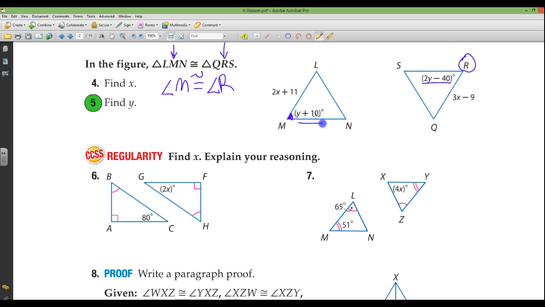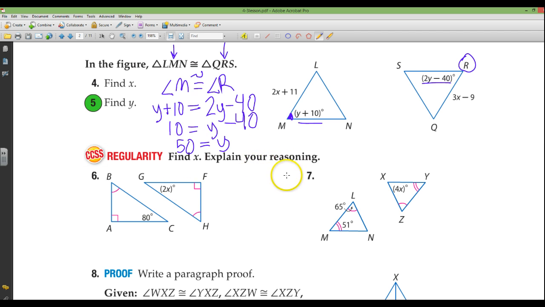Therefore, if those two are congruent, we can set those two equal. So we have Y plus 10 is equal to 2Y minus 40. And we're solving for Y. So subtract Y from both sides, and add 40 to both sides. So Y is equal to 50.